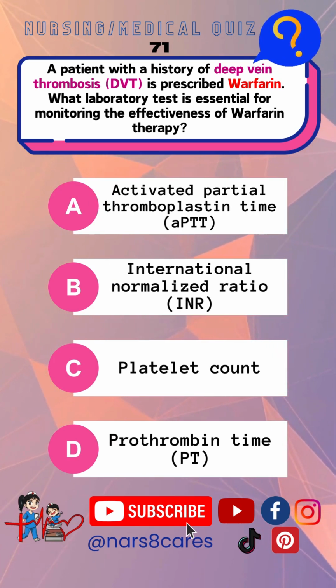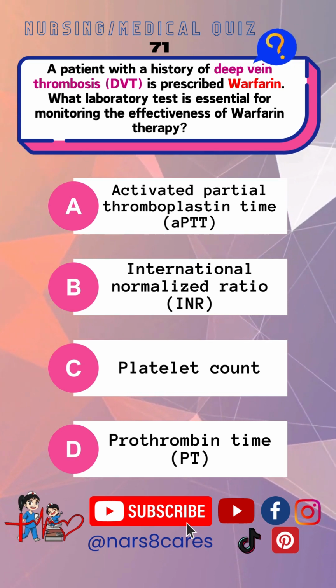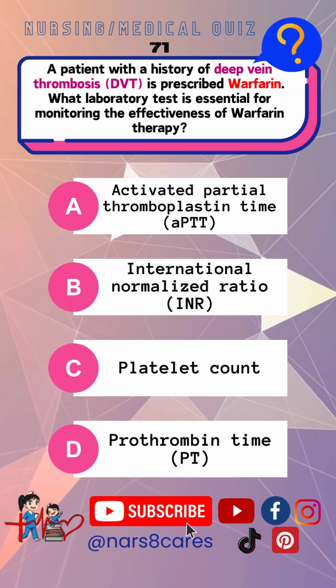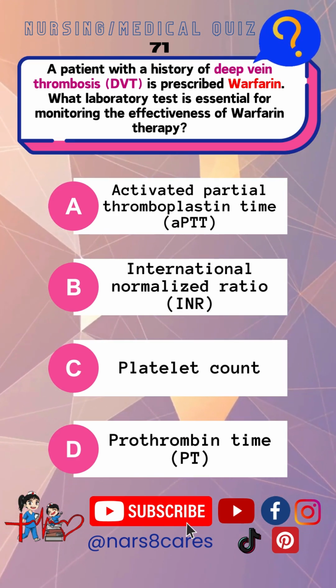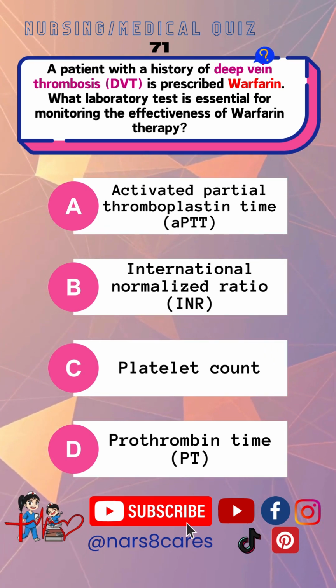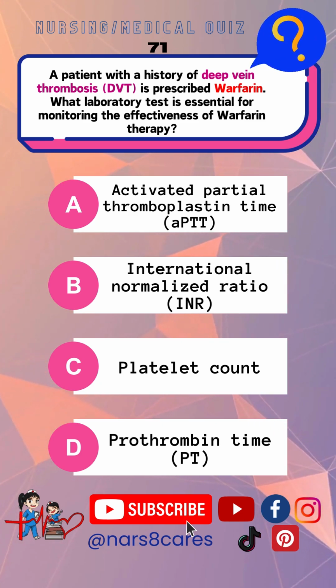71. A patient with a history of deep vein thrombosis (DVT) is prescribed warfarin. What laboratory test is essential for monitoring the effectiveness of warfarin therapy? A. Activated partial thromboplastin time. B. International normalized ratio. C. Platelet count. D. Prothrombin time.